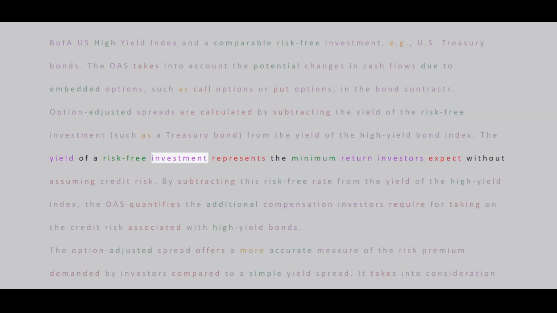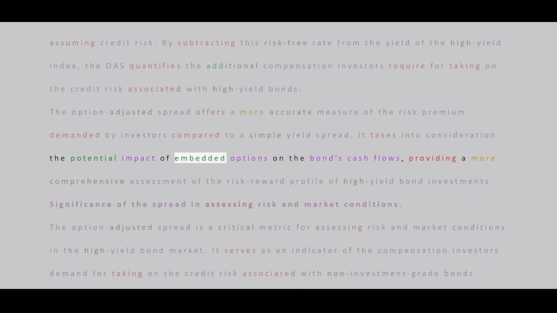The yield of a risk-free investment represents the minimum return investors expect without assuming credit risk. By subtracting this risk-free rate from the yield of the high-yield index, the OAS quantifies the additional compensation investors require for taking on the credit risk associated with high-yield bonds. The option-adjusted spread offers a more accurate measure of the risk premium demanded by investors compared to a simple yield spread. It takes into consideration the potential impact of embedded options on the bond's cash flows, providing a more comprehensive assessment of the risk-reward profile of high-yield bond investments.